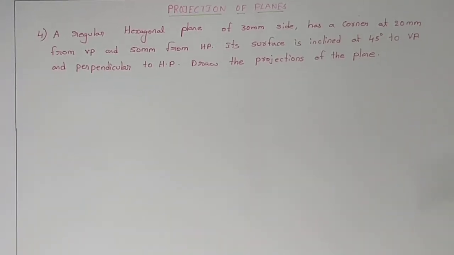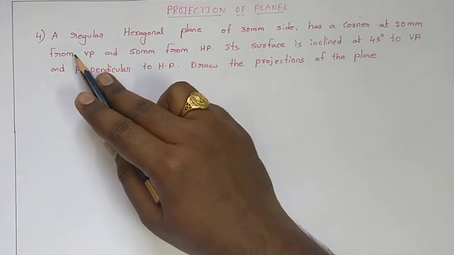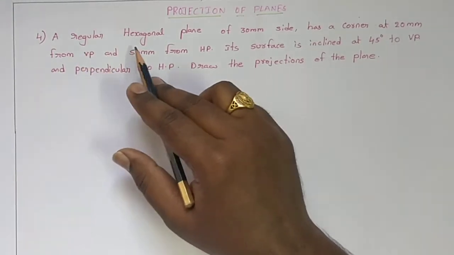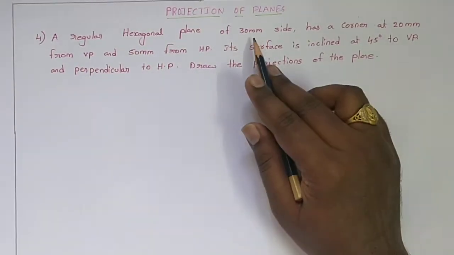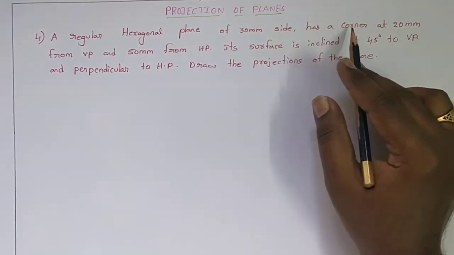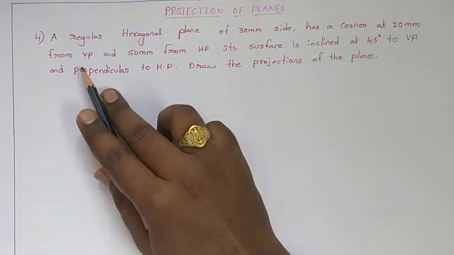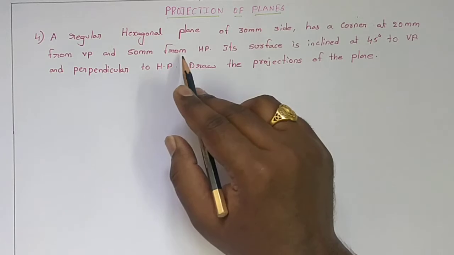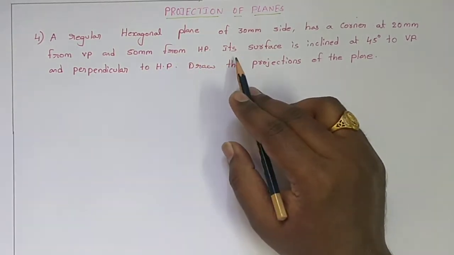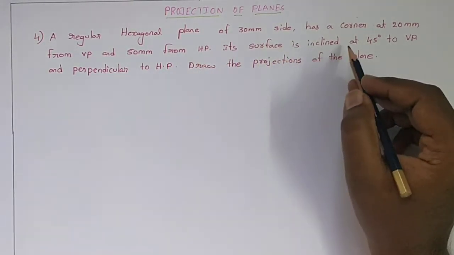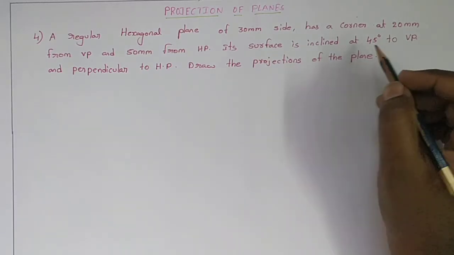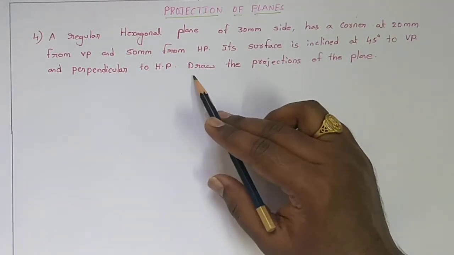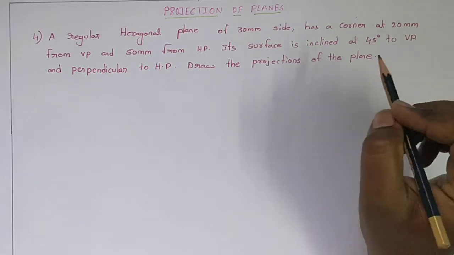Coming to the next problem. The problem is: a regular hexagonal plane of 30 mm side has a corner at 20 mm from VP and 50 mm from HP. Its surface is inclined at 45 degrees to VP and perpendicular to HP. Draw the projections of the plane.